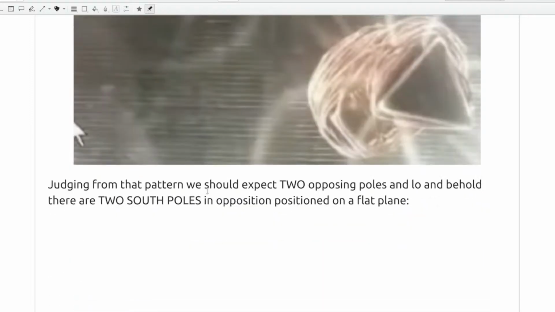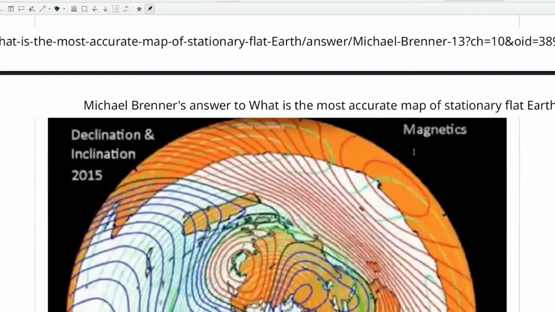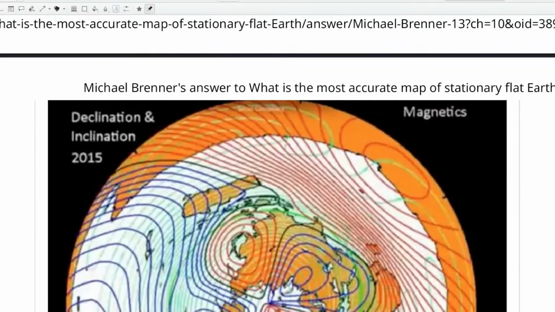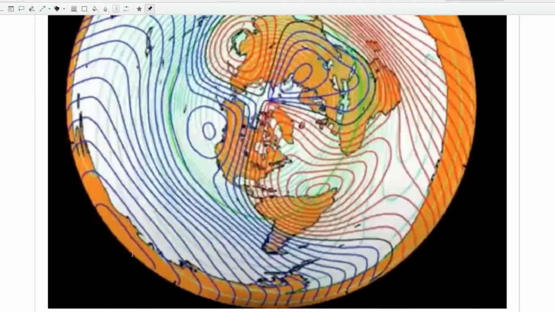Judging from that pattern, we should expect two opposing poles, and lo and behold, there are two south poles in opposition positioned on a flat plane. So there and there, I think he's saying. Yeah.